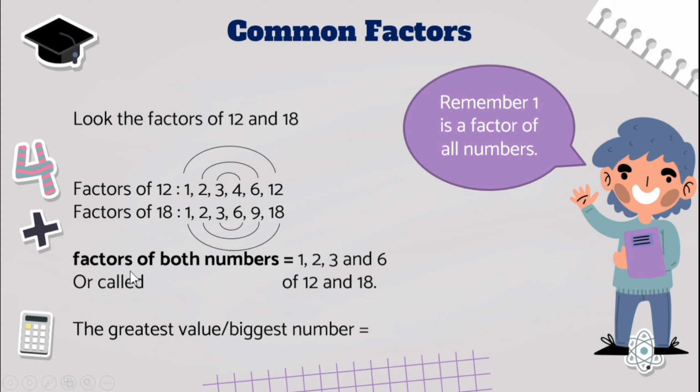So we have 1, 2, 3, 6, 9 and 18 as the factors of 18. And we are going to find the same numbers or factors of both numbers. The same numbers, or factors of both numbers, are 1, 2, 3 and 6, or we can call them the common factors of 12 and 18. And the greatest value, or the biggest number of the common factors, will be 6. So we have 6 as the GCF of 12 and 18.